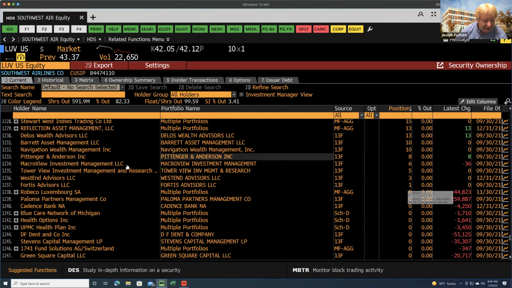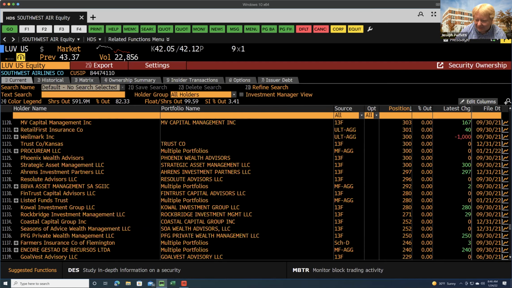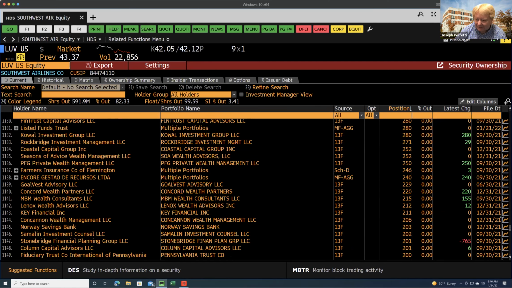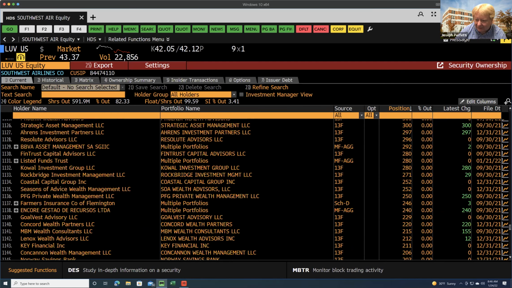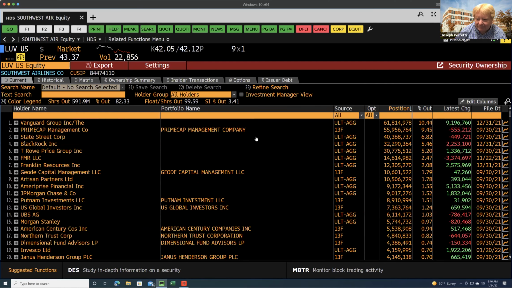Now, if Fortis Advisors gets out of that position and sells their 1 share, who cares? It's not going to affect Southwest Airlines stock. But if Vanguard, which is their largest shareholder, buys a bunch of Southwest stock, that's going to actually drive up the share price. So these are the price setters. This is what's called the buy side.